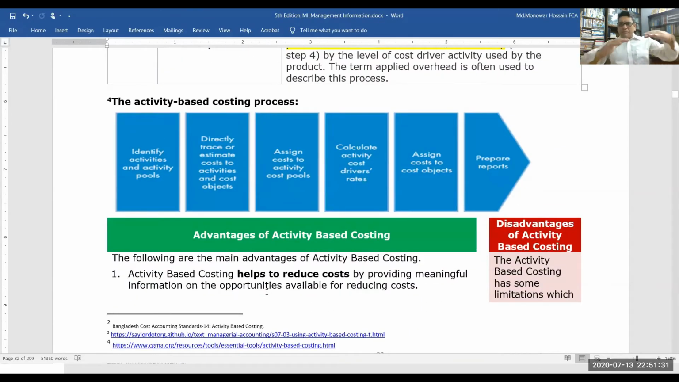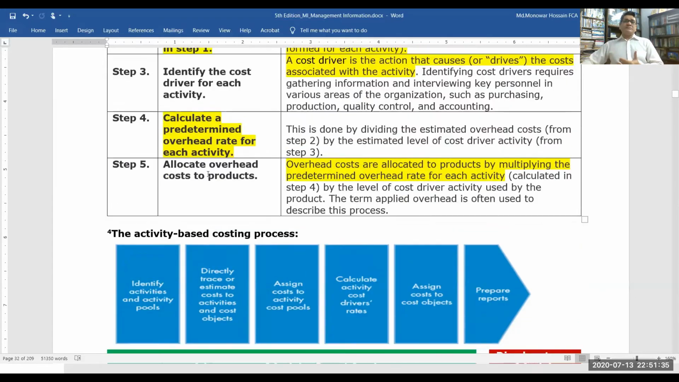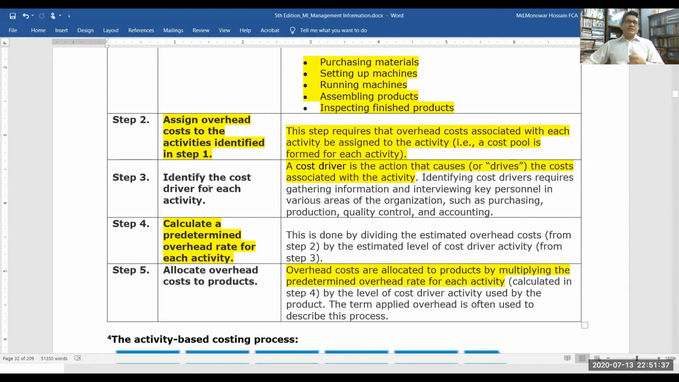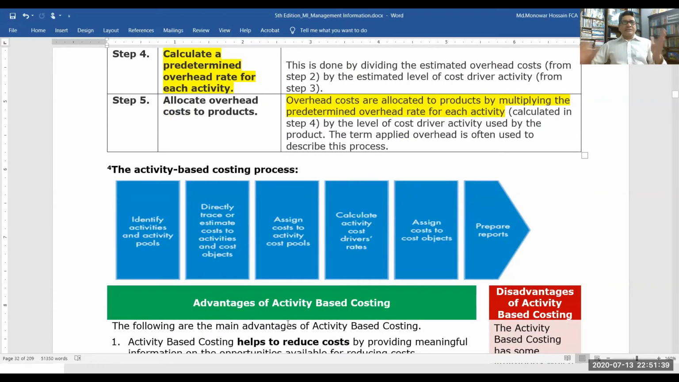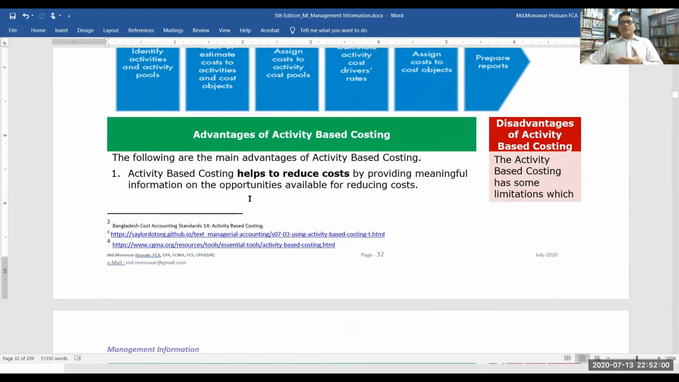So the process of activity-based costing is the same as we will discuss here in the steps. That means identifying the activity and activity pools, directly tracing the estimated cost to the activities and cost objects, assigning cost to the activity cost pools, and then calculating the activity cost driver rate, then assigning cost to the cost driver, and preparing the report.